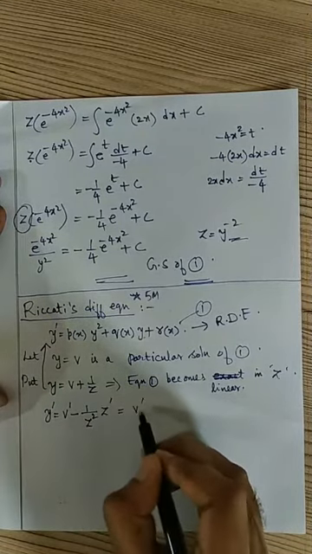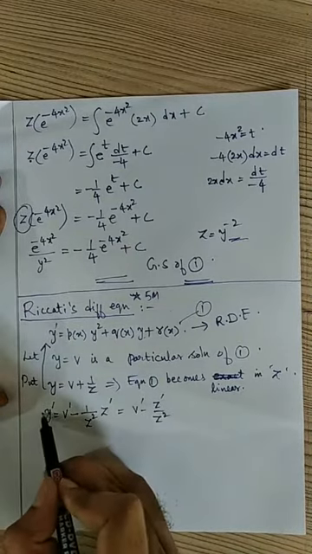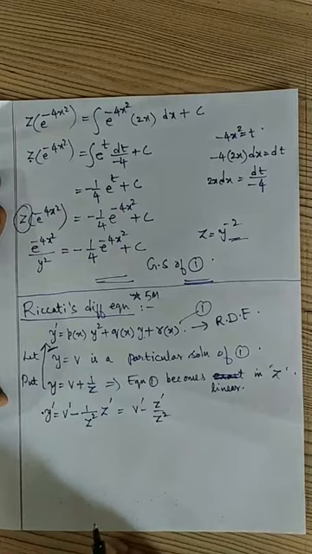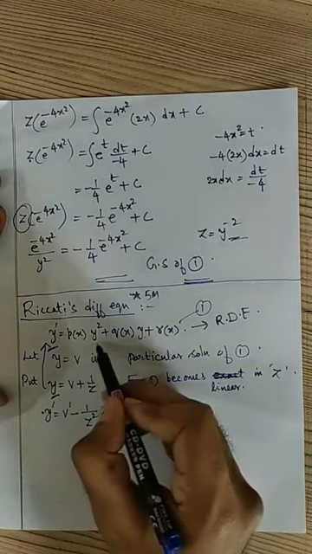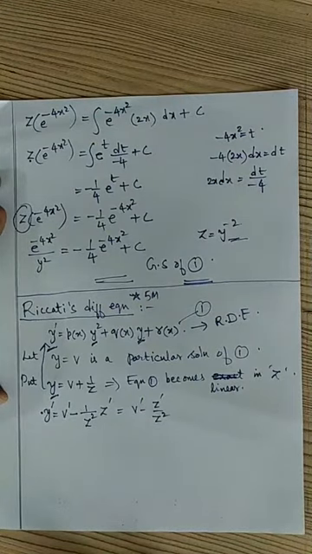So what will we get? V dash minus z dash by z square. Now this has to be substituted in place of y dash, and y should be substituted in y square and y. Then we have to simplify. Then the resultant equation will be a linear equation. So we will see one problem related to this.